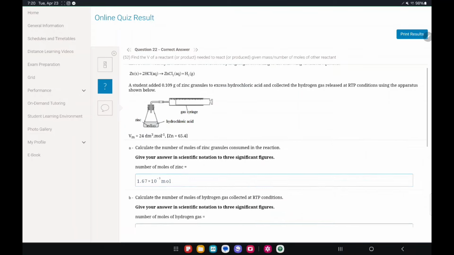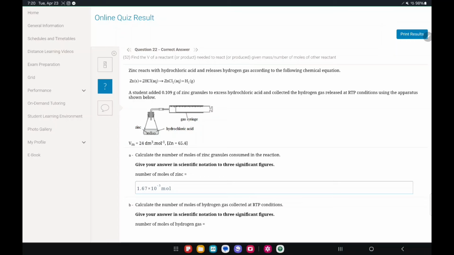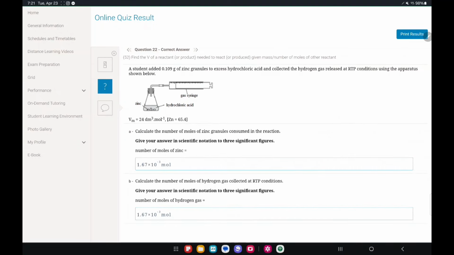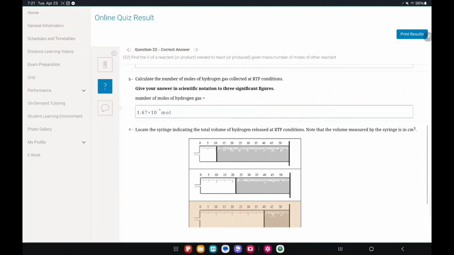Part B, calculate the number of moles of hydrogen gas collected. You look here: since zinc and hydrogen have the same coefficient, they're going to have the same number of moles. So since we had 1.67 times 10 to the minus 3 for part A of the zinc moles, it's also going to be 1.67 times 10 to the minus 3 for the hydrogen moles.